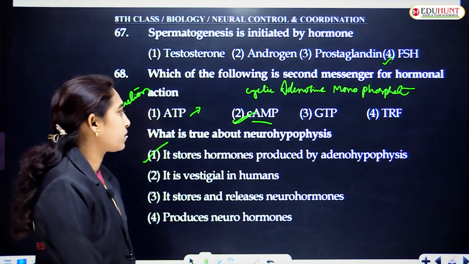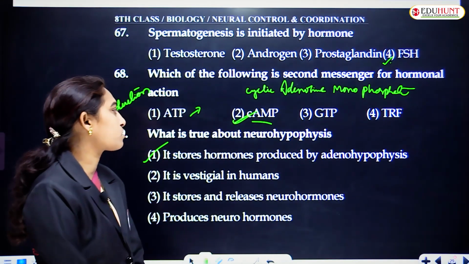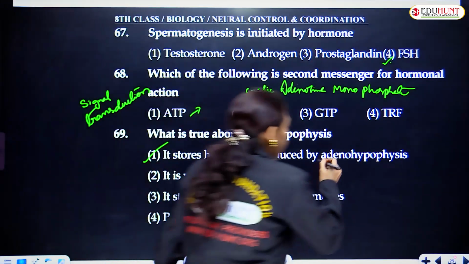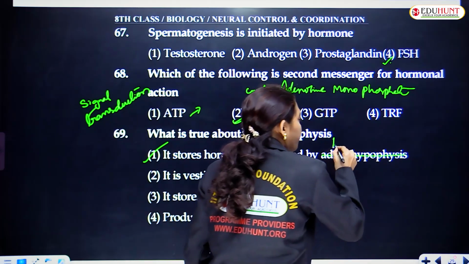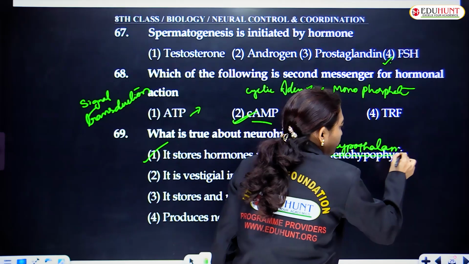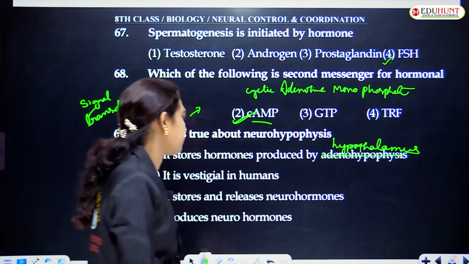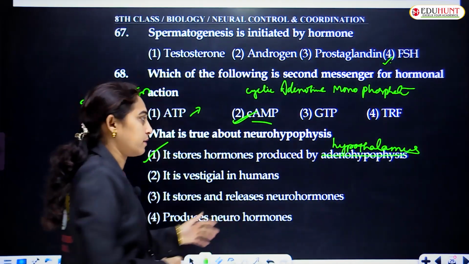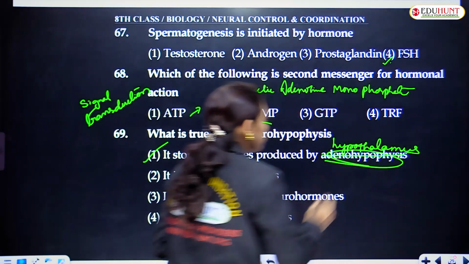What is true about neurohypophysis? It stores hormone produced by, actually this is hypothalamus. This is the option. Correct it as hypothalamus.